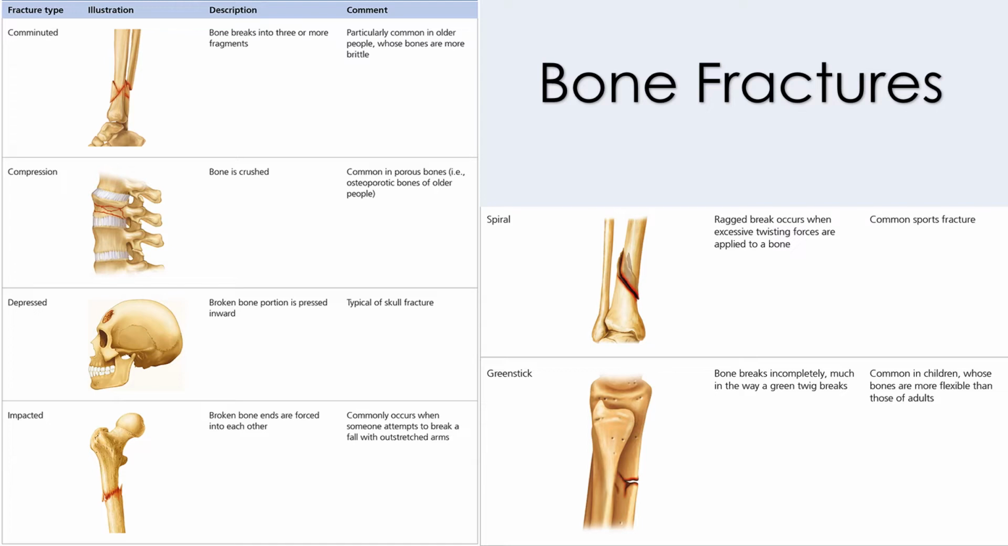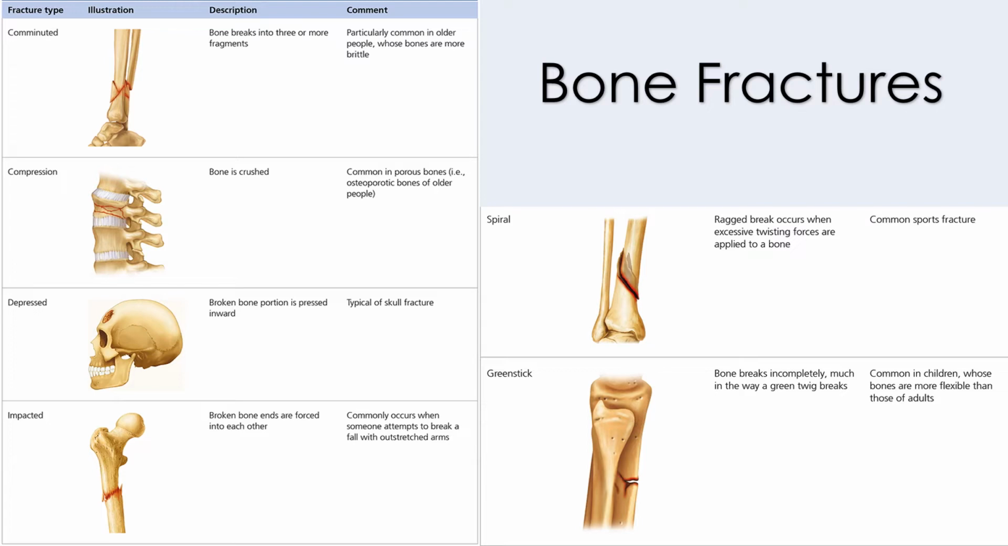Here this chart just shows you different kinds of fractures. So we have the comminuted fracture, where bones break into three or more fragments. It's common in older people because their bones are weaker, they're more brittle. Compression fractures is when the bone is crushed. So common in porous bones, again, mostly osteoporotic bones, which generally will occur in older people. A depressed fracture would be a broken bone portion that is pressed inward. Typical of a skull fracture, definitely not ideal.